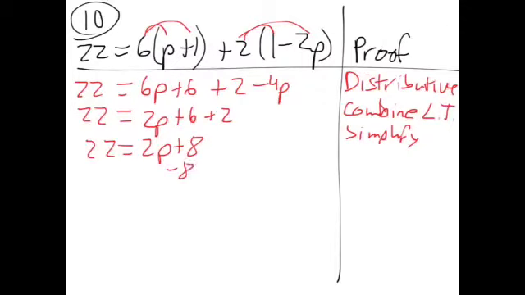And now I'm going to subtract both sides by 8. And what lets me do that is the subtraction property of equality. And I'm going to simplify to get to my next step.